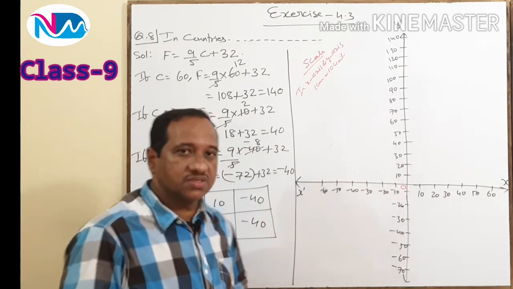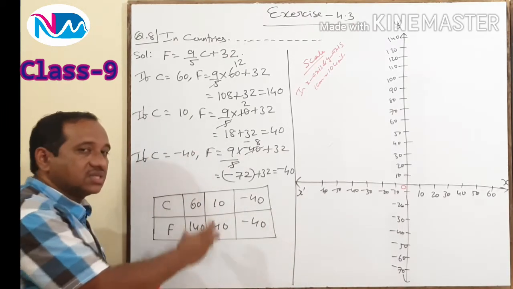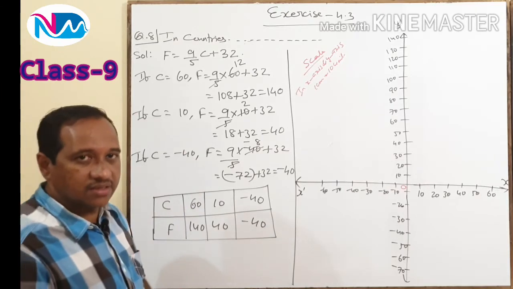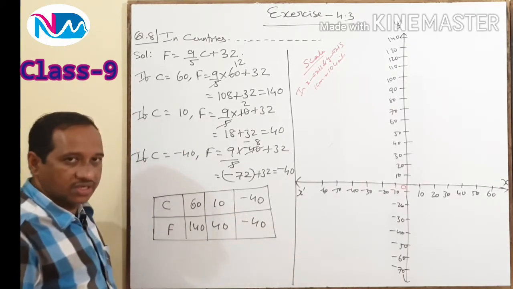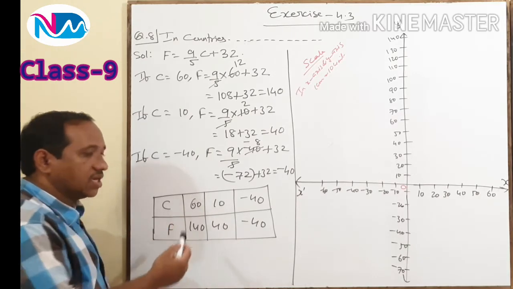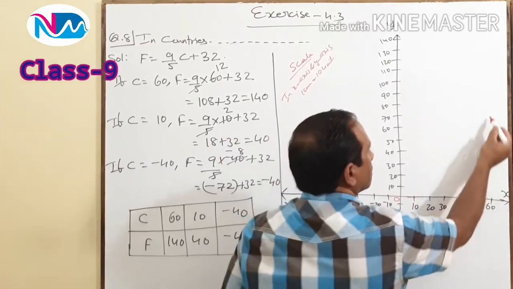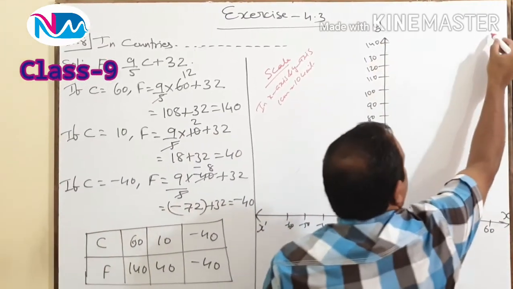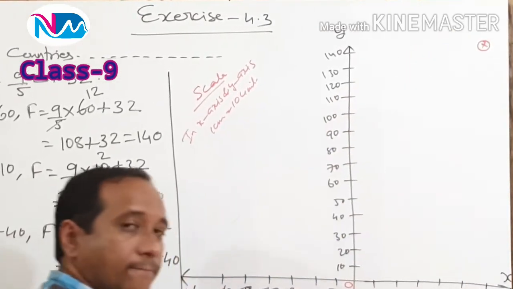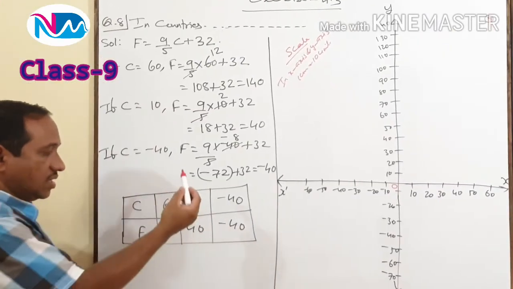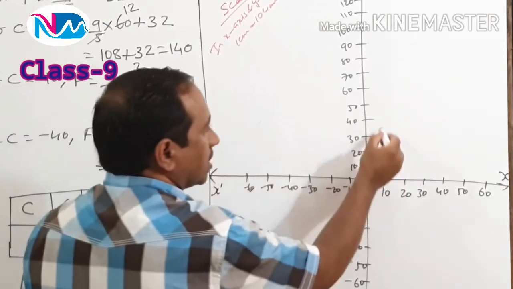The next process is to draw the graph. For that, we have to plot these points in the Cartesian plane. The first coordinates are 60 and 140. That is x coordinate 60 and y coordinate 140. X coordinate 60 and y coordinate 140 is somewhere here. The second point is x coordinate 10, y coordinate 40.